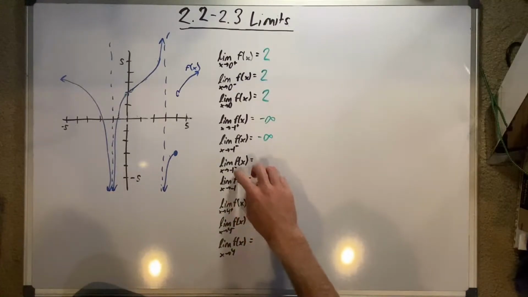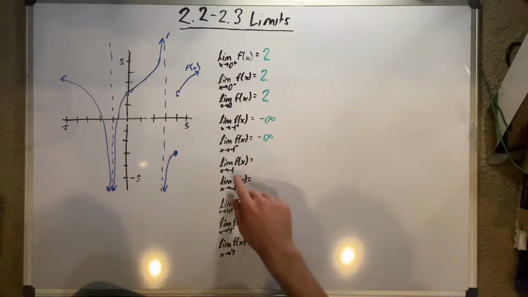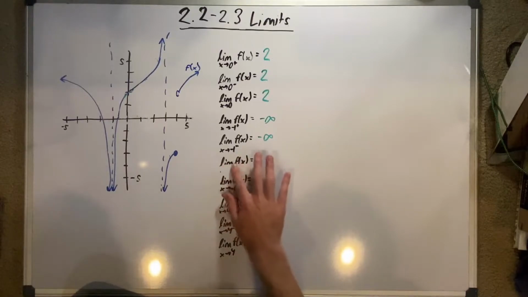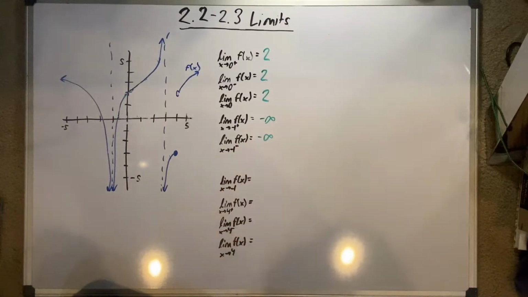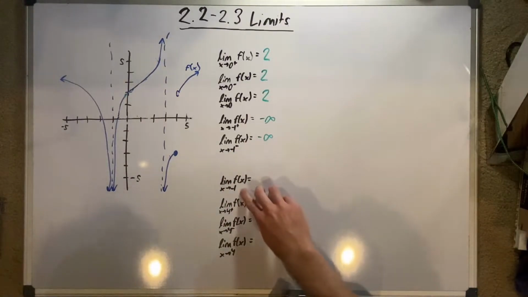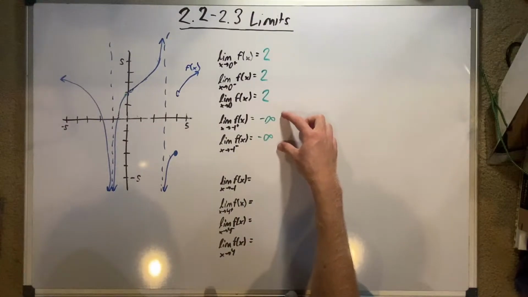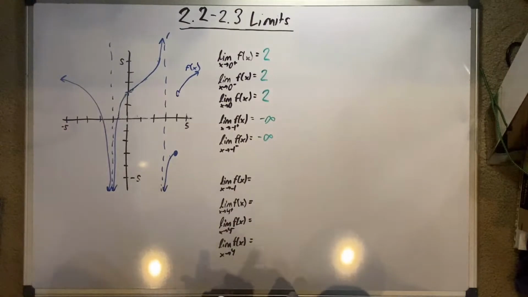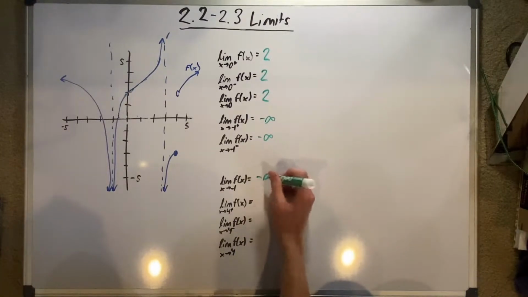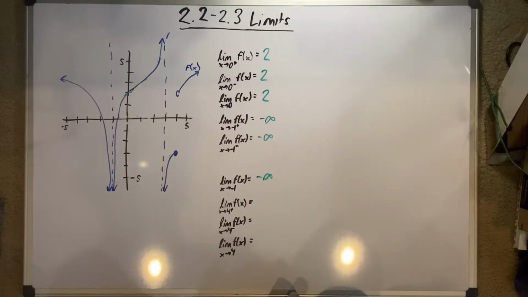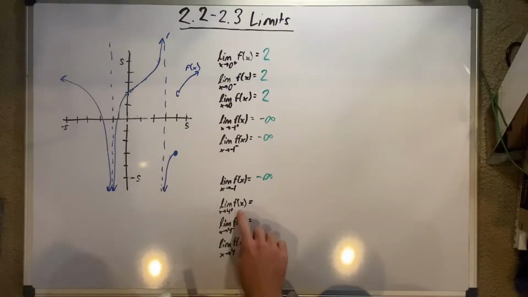So then limit f of x, I wrote two of them, so I'm going to just erase this one. Limit f of x as x approaches -1 can only exist if the limits from both sides are the same number, which means limit of f of x as x approaches -1 from either side is negative infinity.